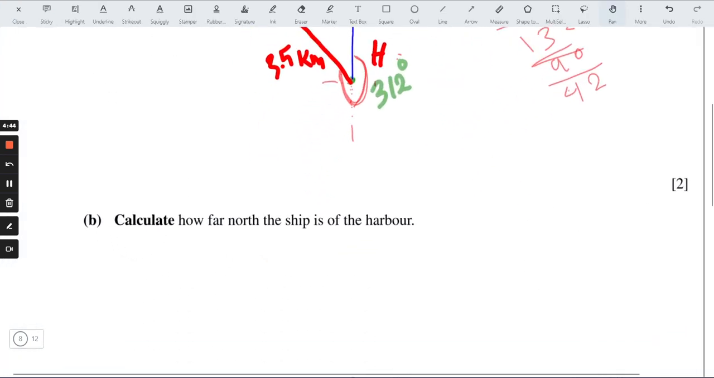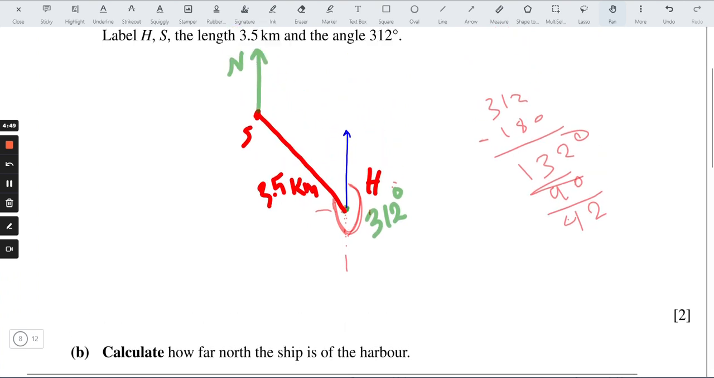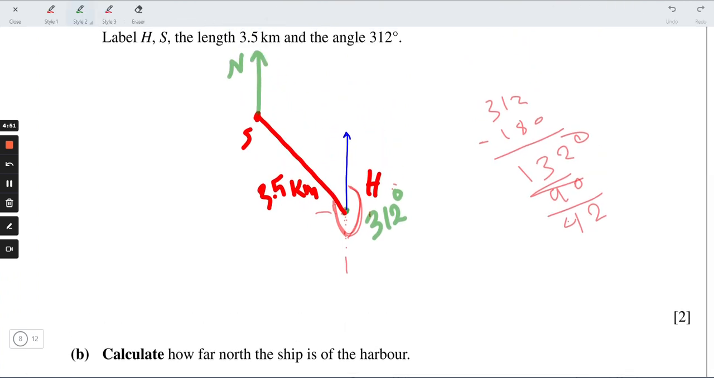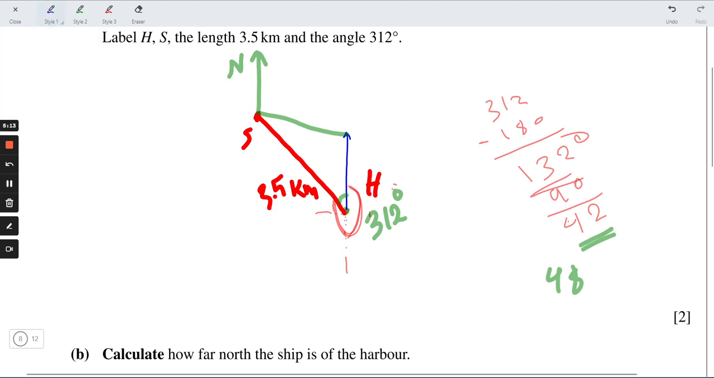Okay, now calculate how far north the ship is of the harbor. And the idea is easy. A distance here, you can find this angle here, and this angle is clear. Subtract it from 90 you will get 48. So you can say this angle here is 48 degrees, and they need this distance here.